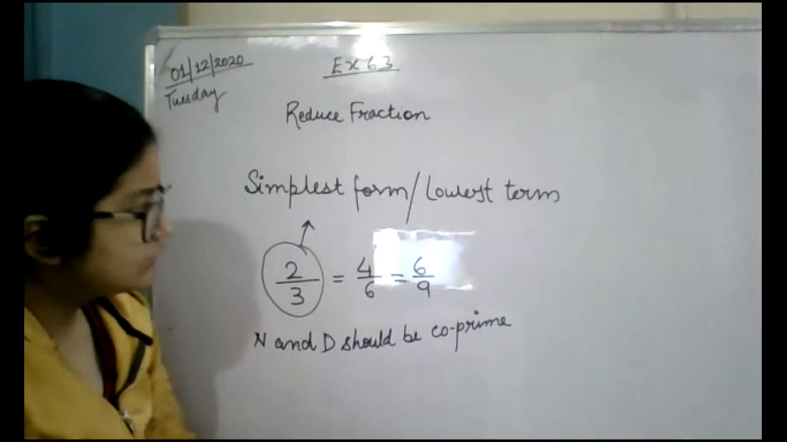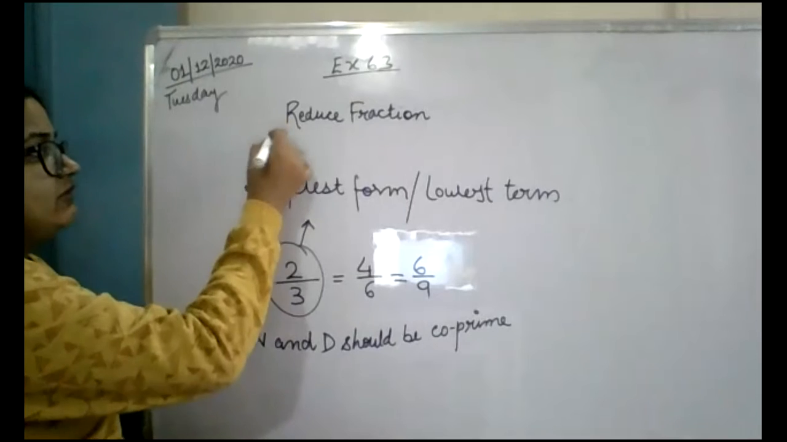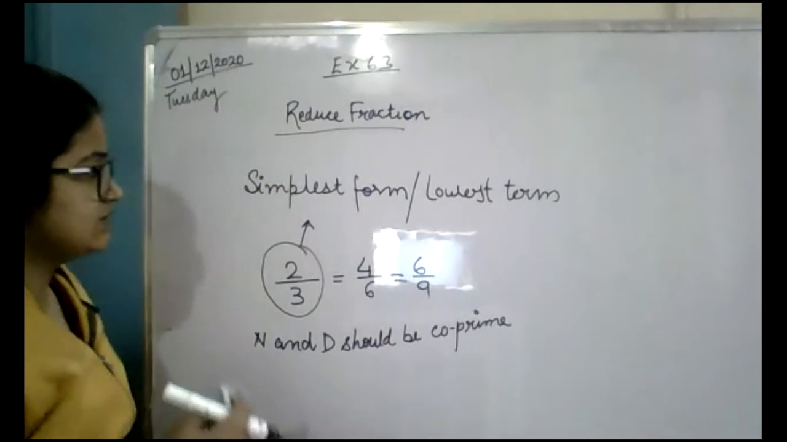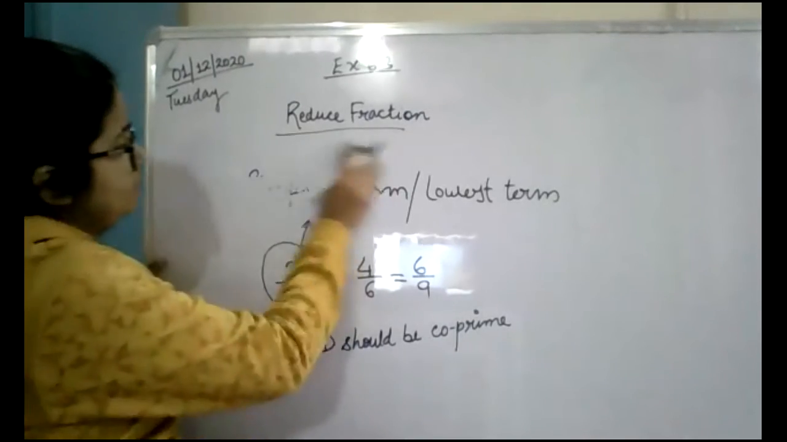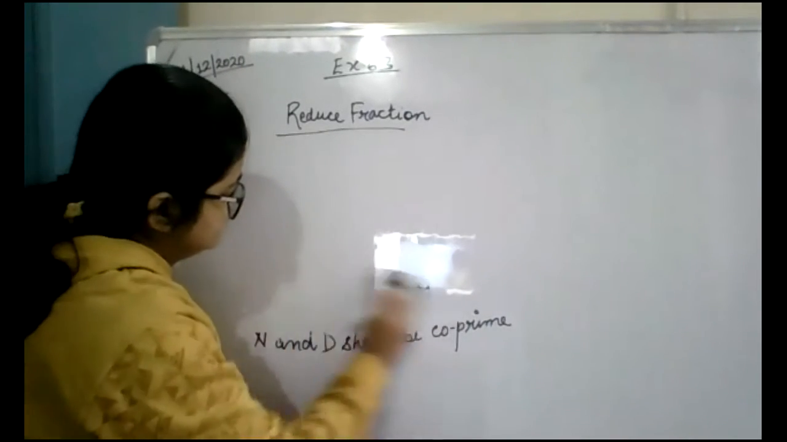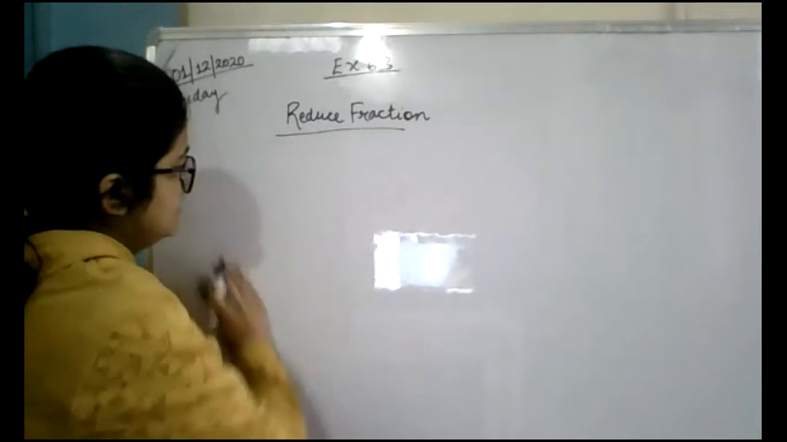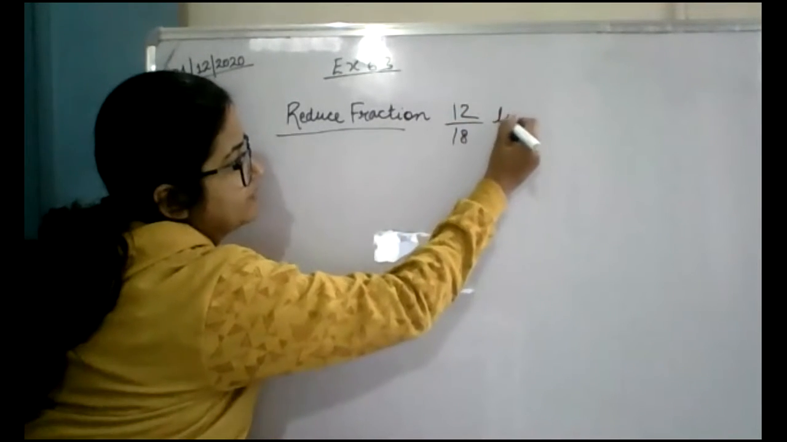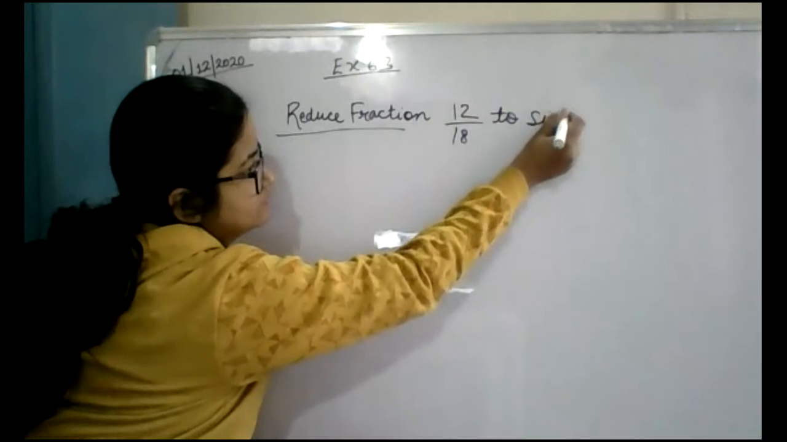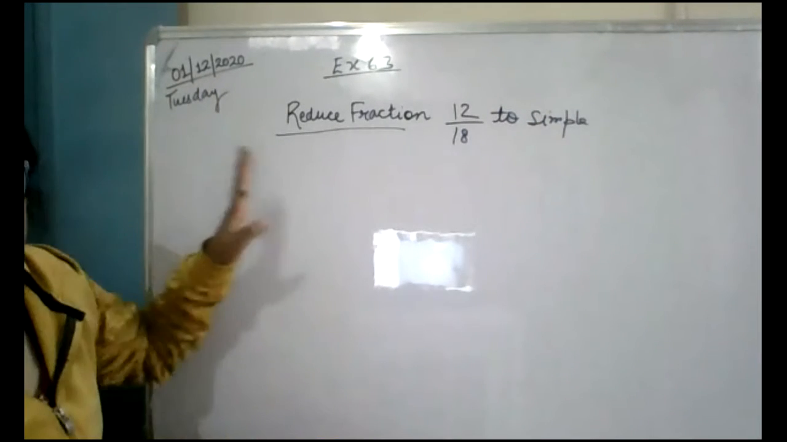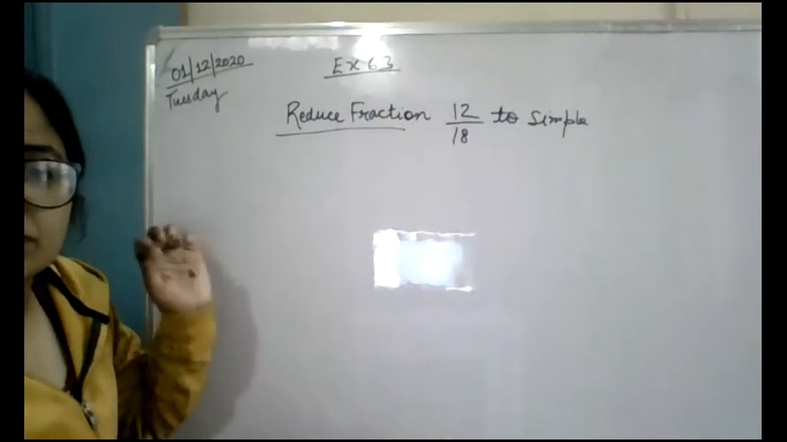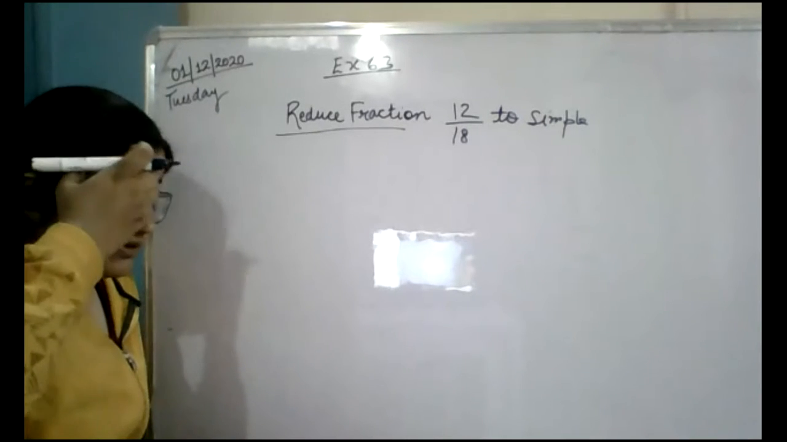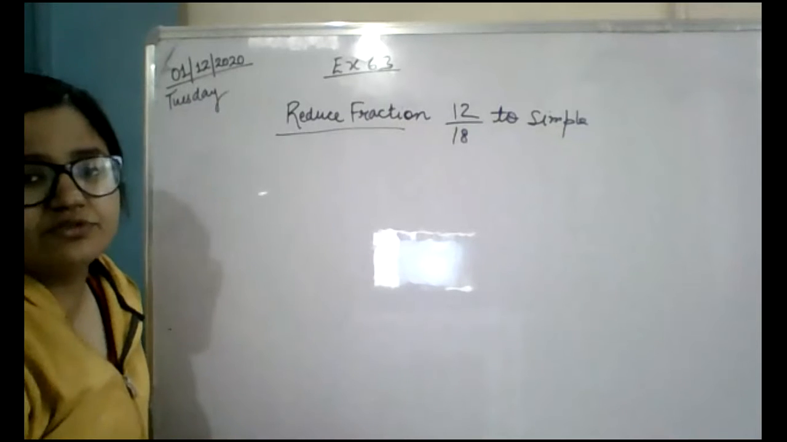Okay. Now, how can we reduce a fraction into simplest form? Suppose a question is given to us. Reduce fraction 12 upon 18 to simplest form. To simplest form or to the lowest term also they can ask. Simplest form और lowest term एक ही बात होती है. Okay. So question is given to us, reduce 12 upon 18 to simplest form.